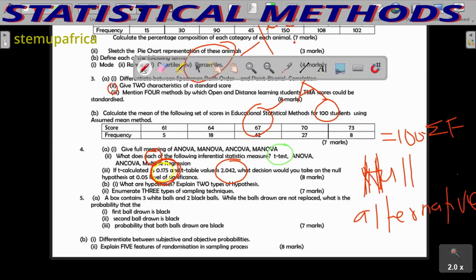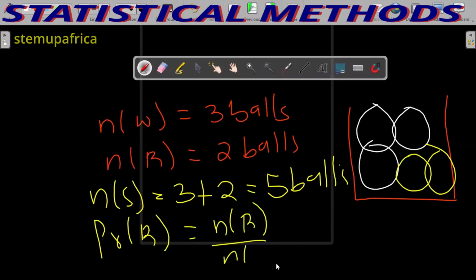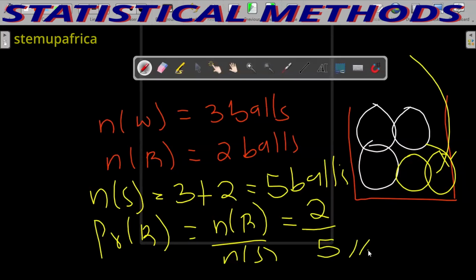The probability of black, which is P(B), is the number of black balls over the sample space. That means we take one ball. How many black balls do we have? 2 over what? 5. That's the probability of a black ball.